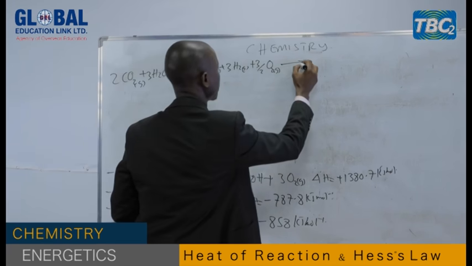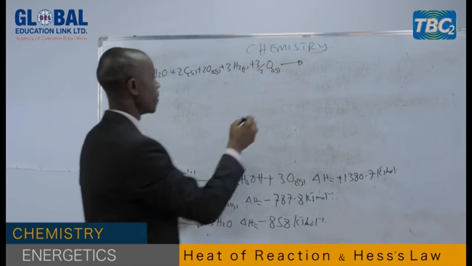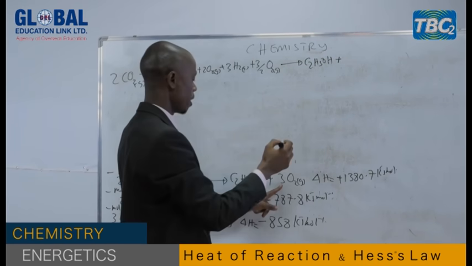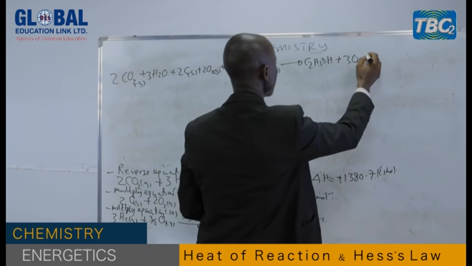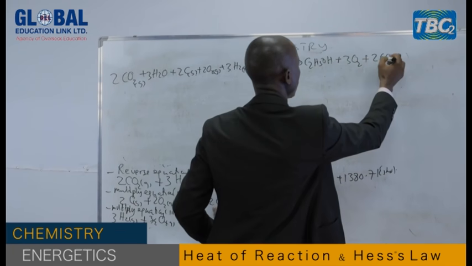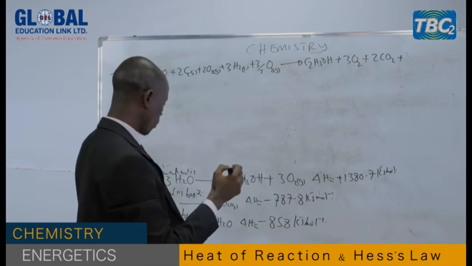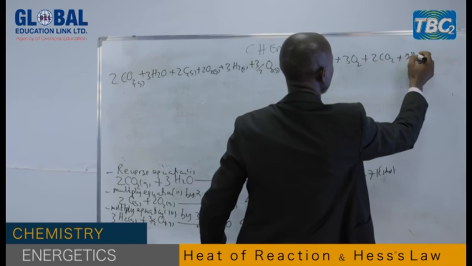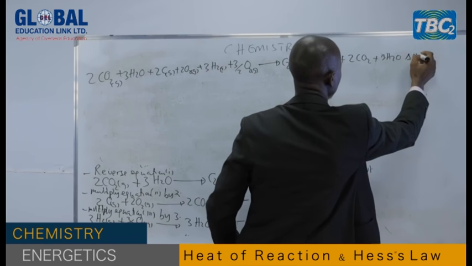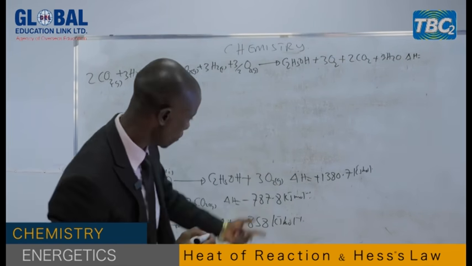Now, what are the products? The products here will be, for the first one, ethyl alcohol. The second one, 3 moles of oxygen gas. For the second equation, we have 2 moles of carbon dioxide. For the third equation, we have 3 moles of water. Now, from there, you also sum the enthalpy change for these 3 equations.